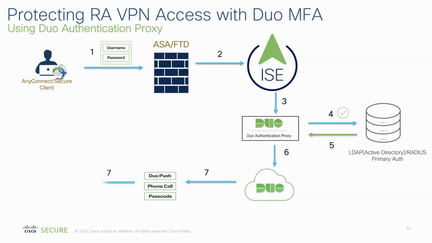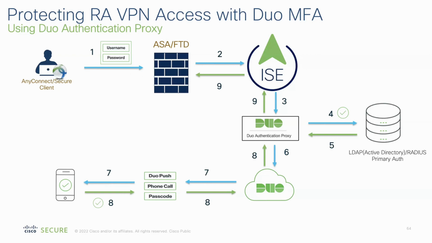And once the primary authentication was successful, the Duo Authentication Proxy sends it to the Duo Cloud Service for the second factor authentication. If the second factor was approved by the user, the Duo Authentication Proxy is going to send the access accept back to the ISE, and ISE in turn sends the access accept to the ASA. That's how the VPN connection is going to be established from the end user's point of view.